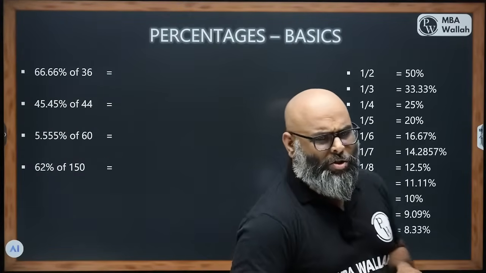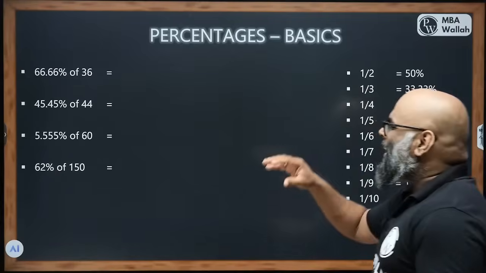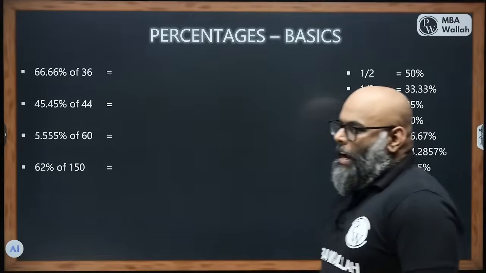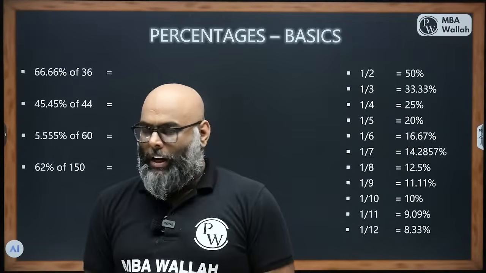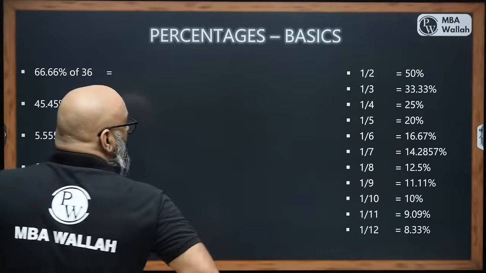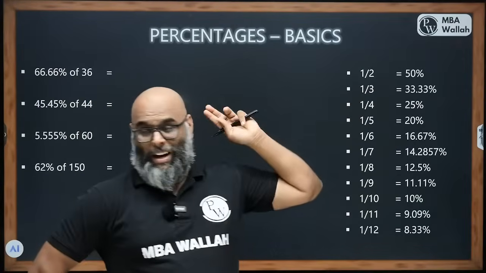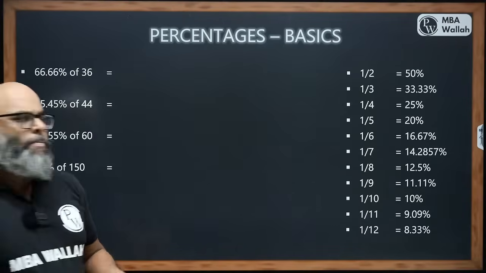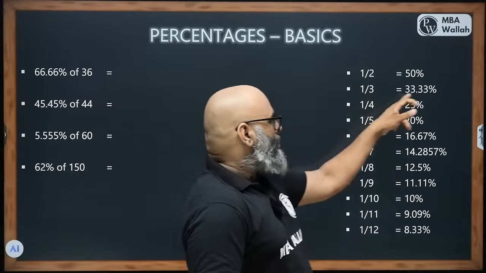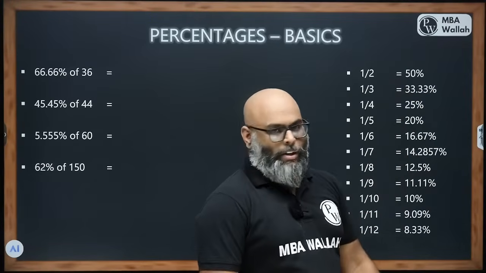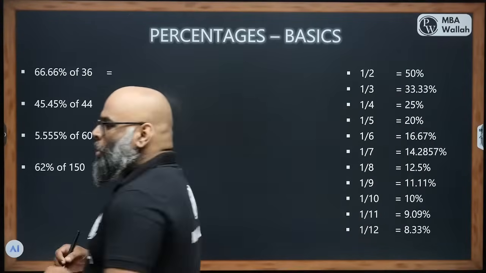Now, 66.66% of 36. If only I can write 66.66 in some fractional way, I think that will make our job easier, right? What value can I take here, put it over here, and then call it 66.66%? 1/3 is 33.33. 2 times this value is 66.66. I can simply write it as 2/3.